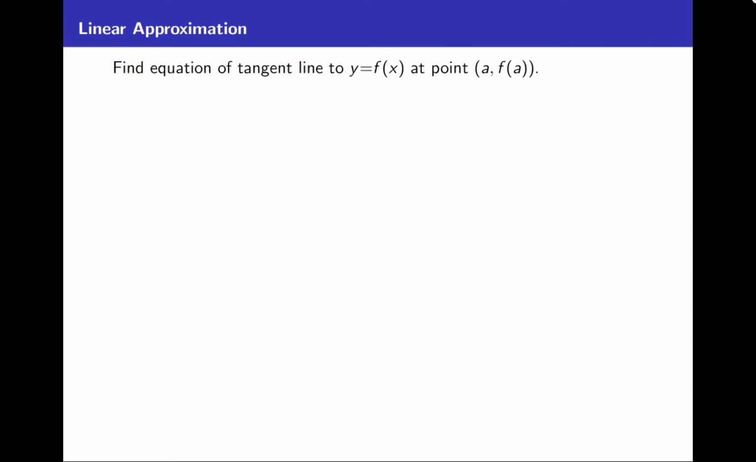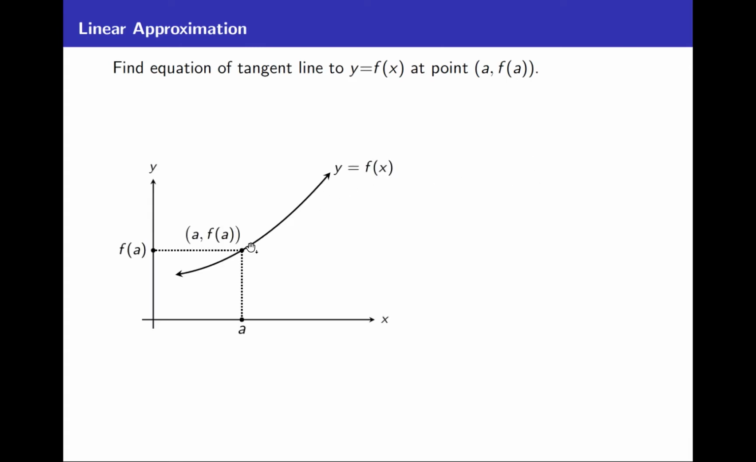To explain it, we'll start with a problem that we've seen many times. Find the equation of the tangent line to the graph of y equals f of x at a particular point (a, f of a). So here's the picture. We have a function y equals f of x. We pick an x value of a and look at the corresponding point (a, f of a) on the graph. And there's a tangent line to the graph at that point, shown red here. And we're looking for the equation of that tangent line.